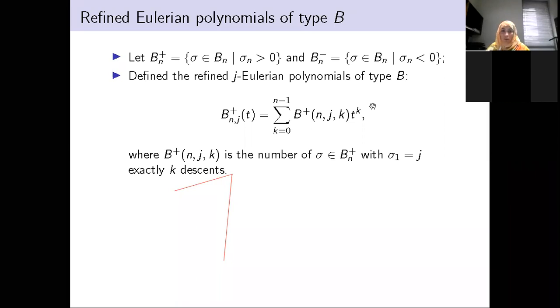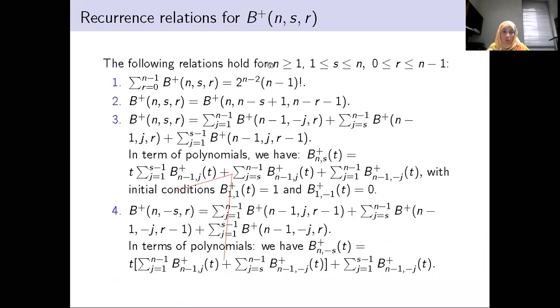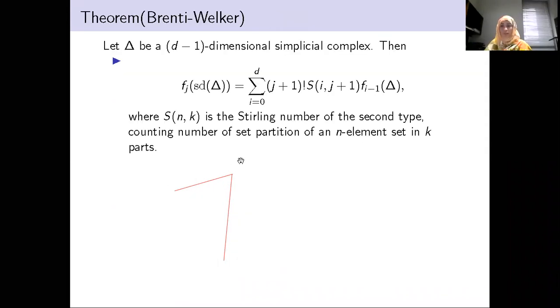So in this way, you have divided your whole B_n into two parts, and by using that, you have defined the refined Eulerian polynomials as we have done for type A. And we have this nice relation, which gives us the interlacing properties between them. I will discuss that later. Okay, now let's come to the connection between all these things: Eulerian polynomial, f-vector, h-vector, how they are connecting.